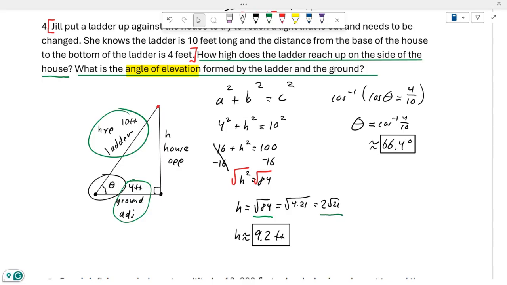I don't feel like doing that, and I don't feel like subjecting you to my terrible handwriting and writing that all out. If you do write it out, you'll probably make your teacher happy because it just means that you're really invested in giving a really great answer. However, I think that just leaving the answers the way that they are is probably sufficient. So the ladder reaches up approximately 9.2 feet, and the angle of elevation is 66.4 degrees, and that is question 4.